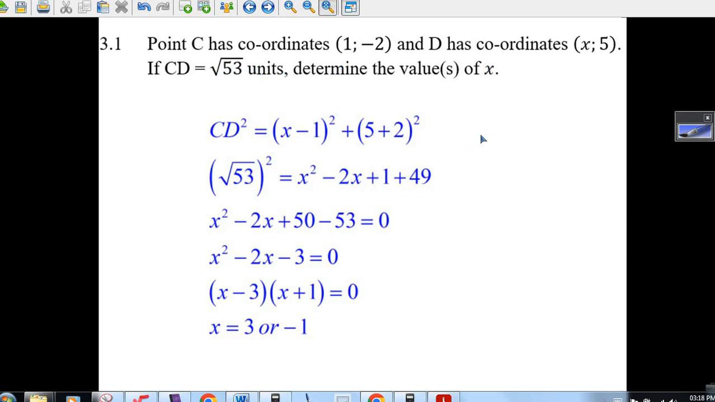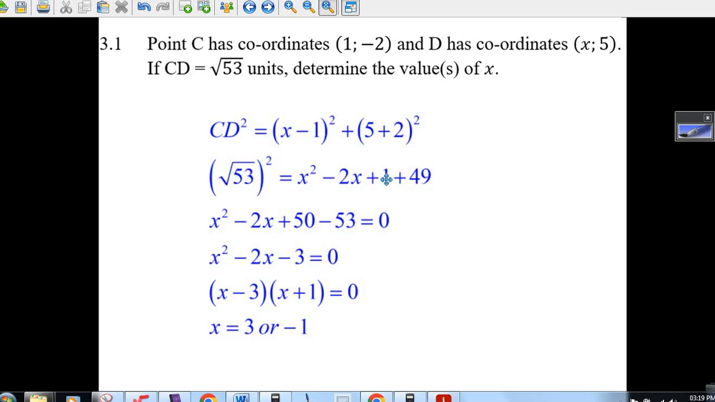Determine the value of x, and all you use is the distance formula, which says that the distance squared between any 2 points, all you do is subtract the x coordinates, x minus 1 squared, and subtract the y. 5 minus minus 2. There it is, 5 plus 2. That's 49. X minus 1 squared is x squared minus 2x plus 1. You have to be able to multiply out that x minus 1 squared. And root 53, that's what CD is squared, is 53.